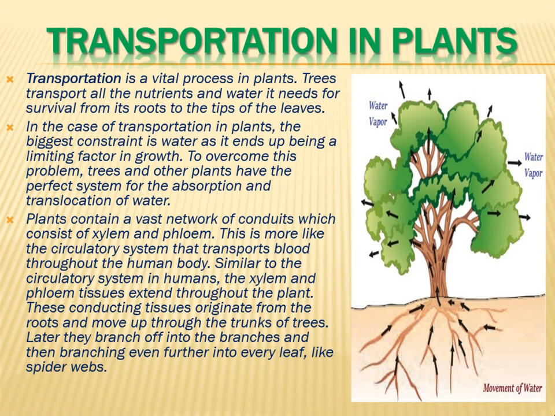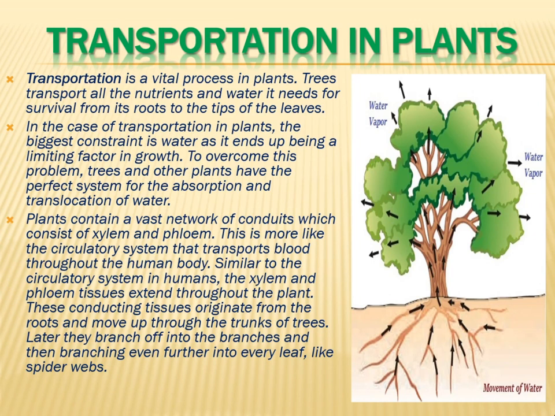This is more like the circulatory system that transports blood through the human body. They are similar to the transportation system in human beings, but not totally similar, only in parts. Similar to the circulatory system in humans, the xylem and phloem tissues extend throughout the plant. These conducting tissues originate from the roots and move up through the trunks of the trees, then into the branches, and branch even further to every leaf like spider webs.